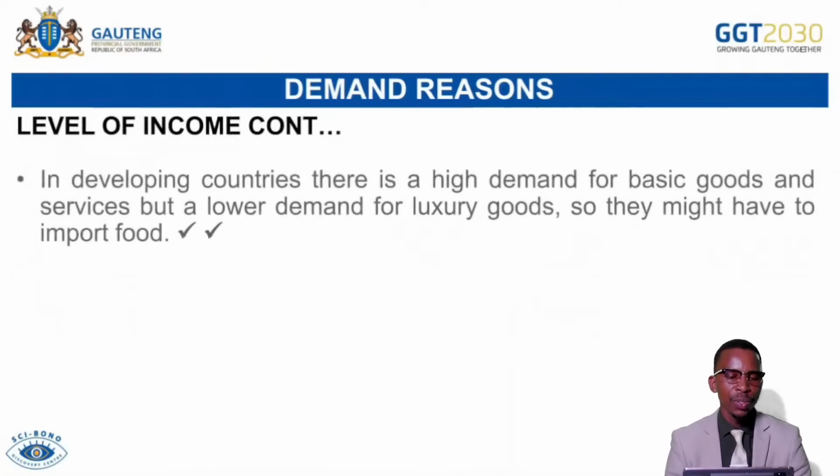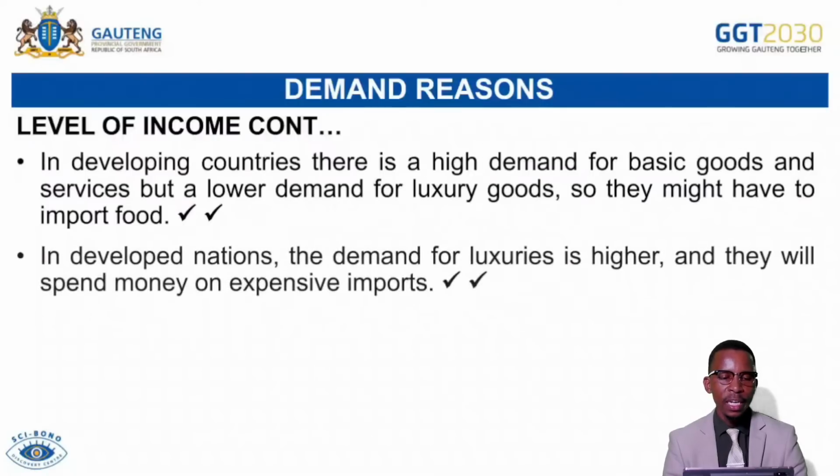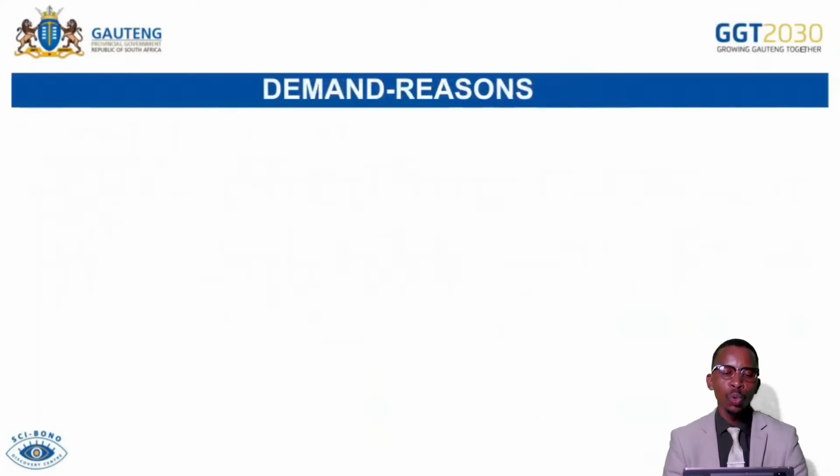The level of income continues. In developing countries, there is high demand for basic goods and services, but lower demand for luxury goods. And then in developed nations, the demand for luxury is very high, and they will spend money on expensive imports if those goods are not produced locally.